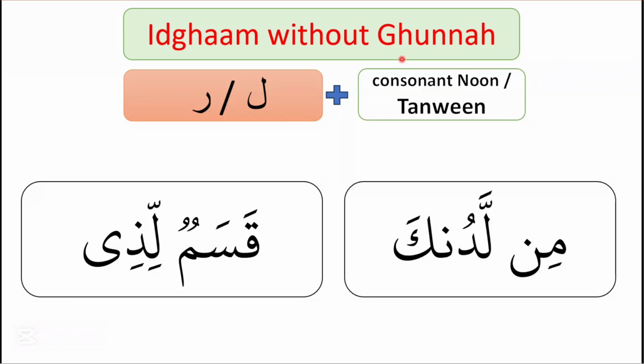It is very easy. All what you need to do is to delete, to cancel the letter noon completely or the tanween. So all what you need to do is to delete the letter noon or to delete the tanween, to not pronounce them. So this is the way to apply this rule. And you don't need to do any ghunnah. So the nasal sound, you don't need to do it. So that's all about our rule today.